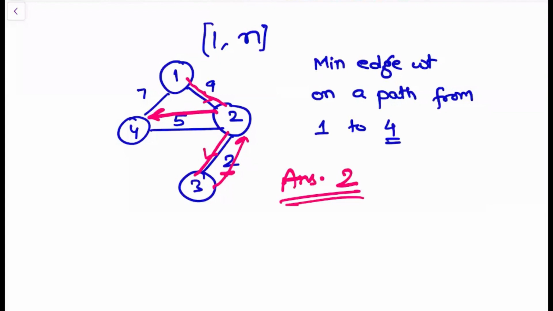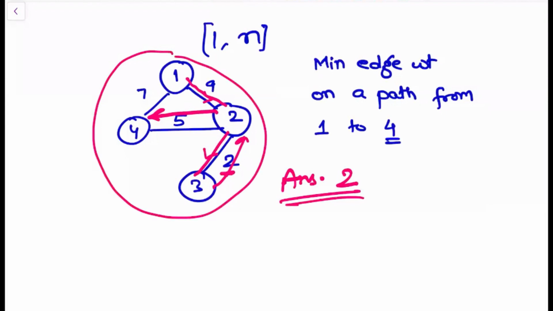So in a nutshell, can we say if there is one connected component, if all the vertices are connected, all we are trying to find out is the minimum edge weight. So all we have to do is find the minimum edge weight in the connected component.